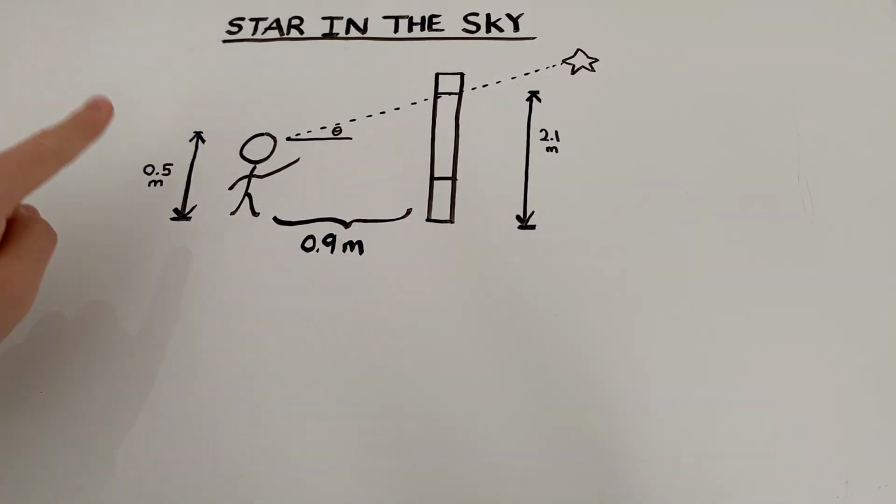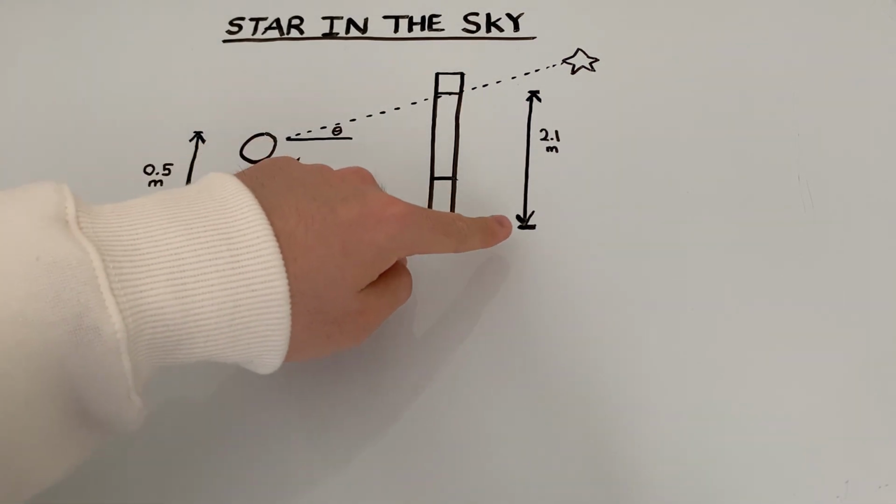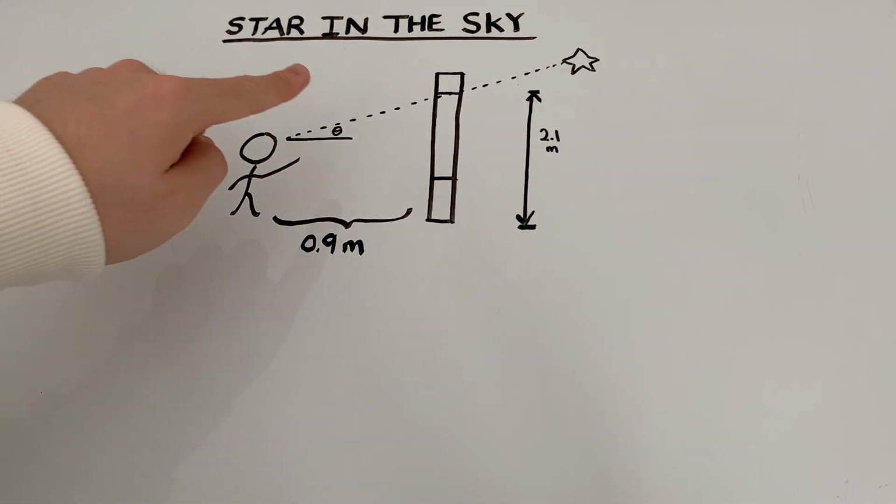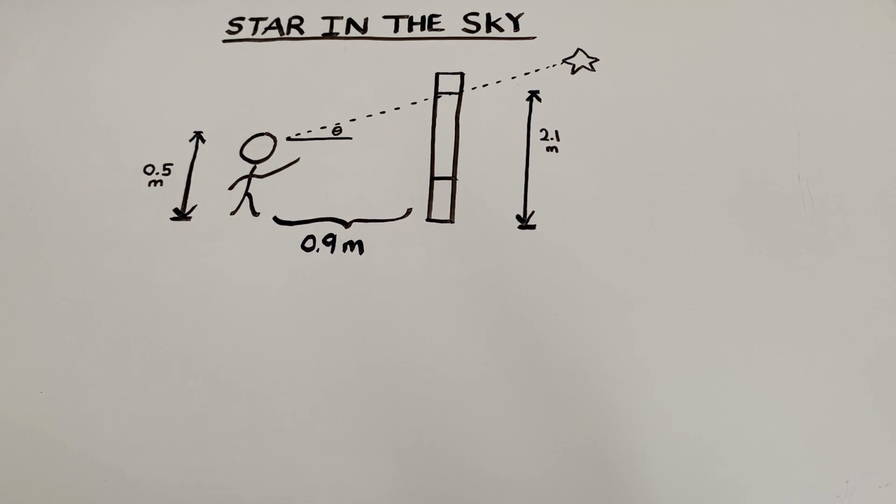A child 0.5 meters tall is standing 0.9 meters away from a window looking up at a star. And the distance from the bottom to the top of the window is 2.1 meters. So we need to find the angle of elevation that the boy is looking up at the star.